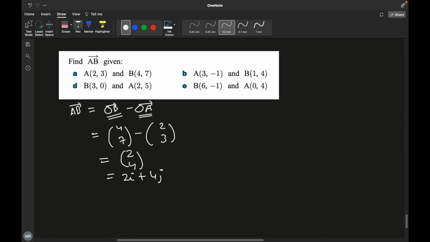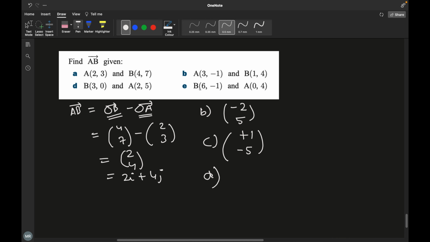So this is going to be 1 minus of minus 1. So this is going to be question B. This is going to be 1 minus 3. Therefore, it's going to be minus 2 and 4 minus of minus 1, which is 5. C will be minus 1. Now they have switched the B and A. So this is going to be 3 minus 2. So it's going to be plus 1. And then 0 minus 5, minus 5.